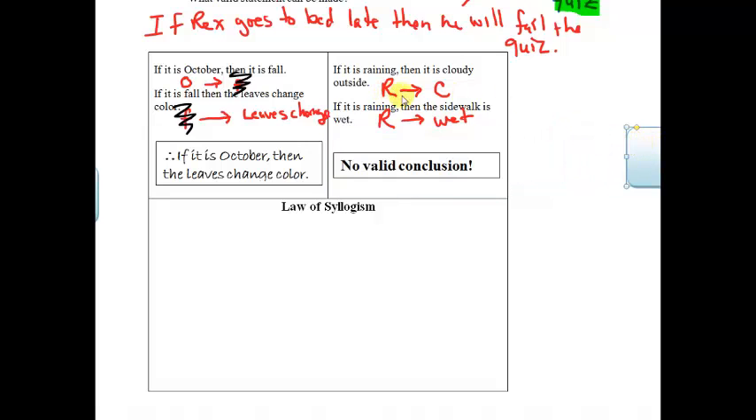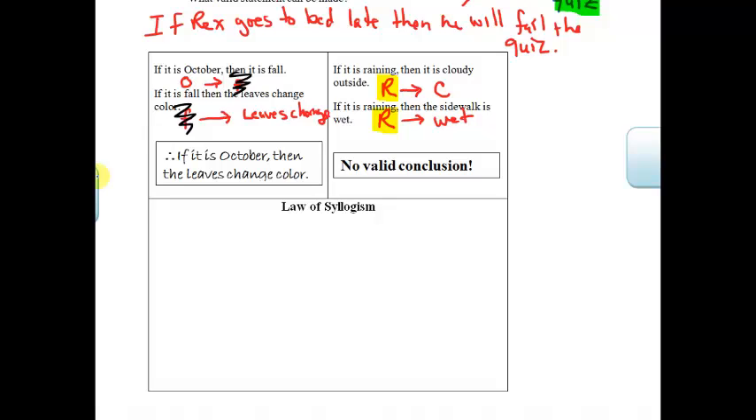Just because it's raining, it will be cloudy outside. That's true. And if it's raining, the sidewalk is going to get wet. That's true. But does that mean something like if it's cloudy outside, then the sidewalk is wet? Well, no, it doesn't have to be raining. And so the problem is we didn't see a connection between the raining and the raining switching places. It didn't chain me over from one end to the other beginning. So this is not a valid conclusion.